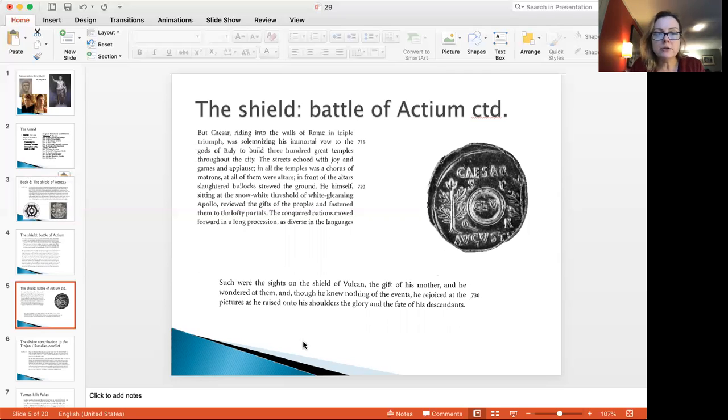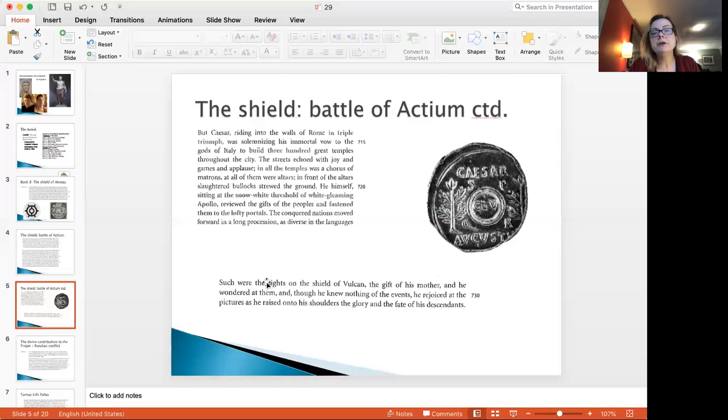So in conclusion of the shield, such were the sights on the shield of Vulcan, the gift of his mother. And Aeneas wondered at them, and though he knew nothing of the events, he rejoiced at the pictures as he raised onto his shoulders the glory and the fate of his descendants. The idea is that Aeneas couldn't possibly have known all this, but this was the fated trip. This is why he had to leave Dido. This is why he was a refugee, because this was the great future to come from all of that.